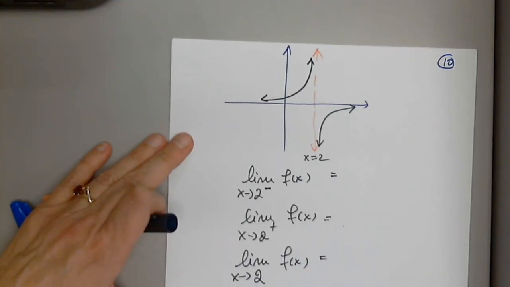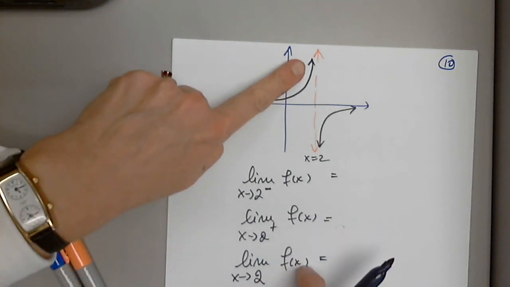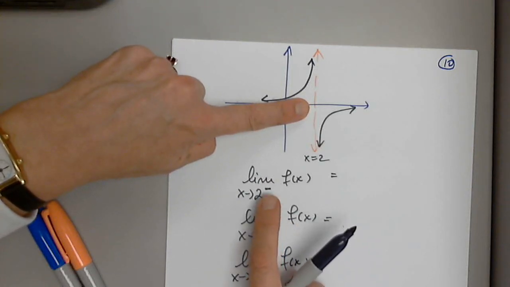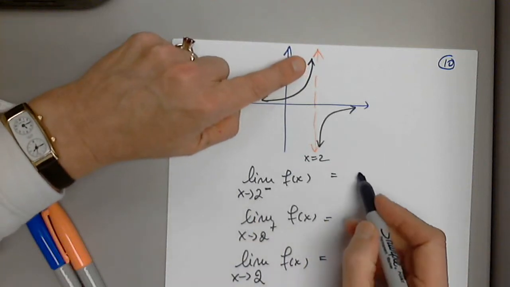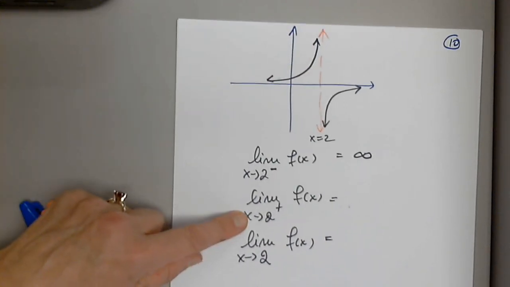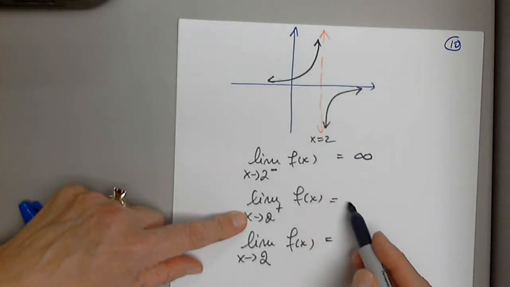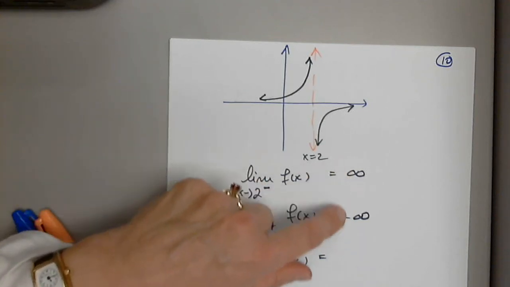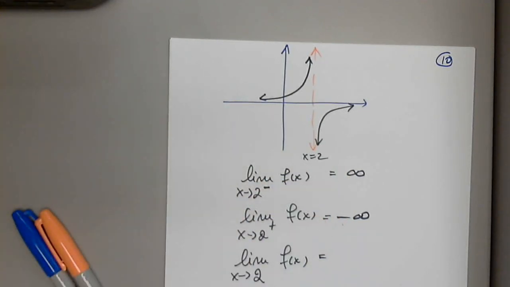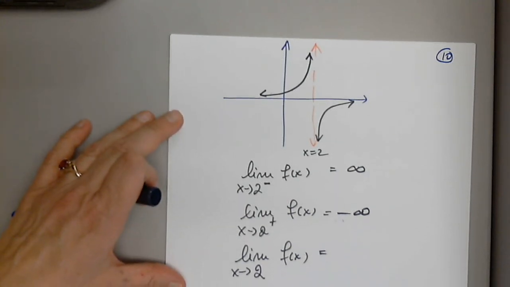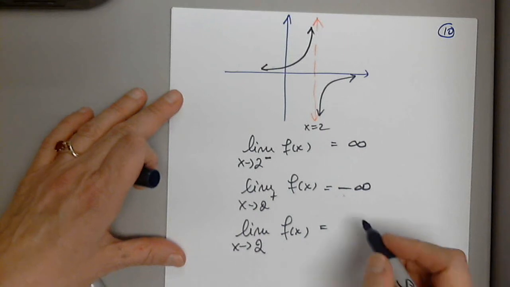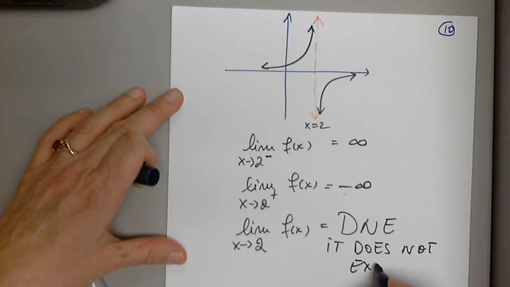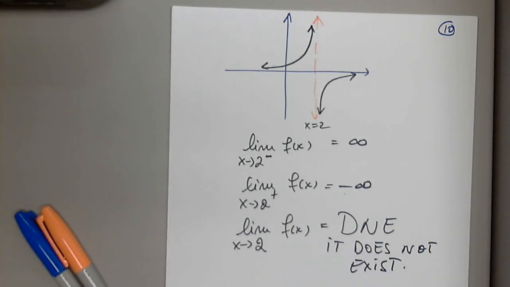So the limit from the left, please. Do you see that? As x approaches 2 from the left with values that are smaller, the answer is infinity. The limit as x approaches 2 from the right-hand side, the answer is? Very good. Although these do not exist, I have to write infinity and negative infinity. So what is the final answer for either side? Exactly. It does not exist. I'll stop.